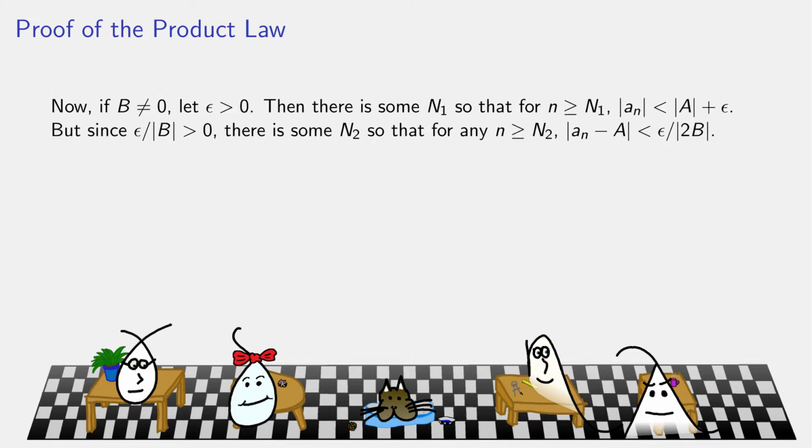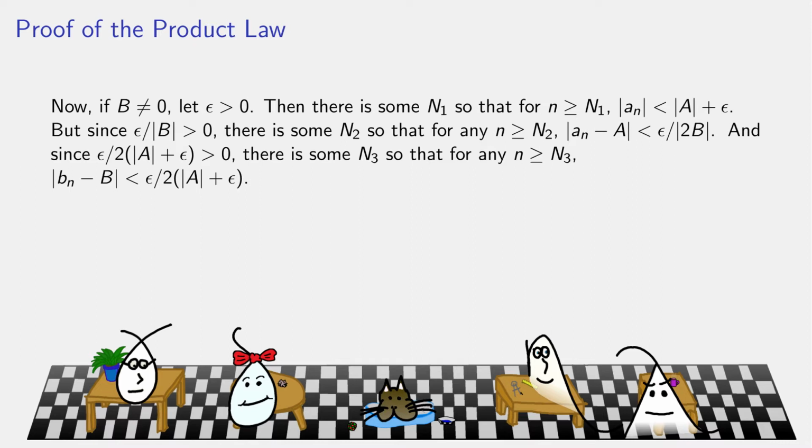That was true if capital B was 0. What if capital B isn't 0? Well, again, I need to prove something about an arbitrary epsilon which is positive, so let epsilon be positive. Then past a certain point, the a_n's are less than the absolute value of A plus epsilon. This is very similar to the last time. But now that B is not 0, I can actually divide by its absolute value. The epsilon over the absolute value of B is still positive, which means I can also say not only is a_n close to capital A, it's also within epsilon over 2B of capital A.